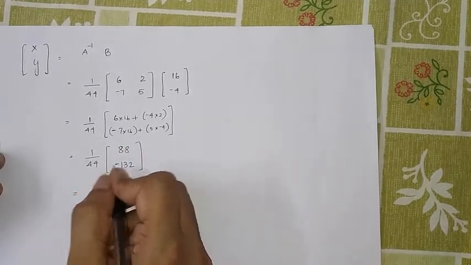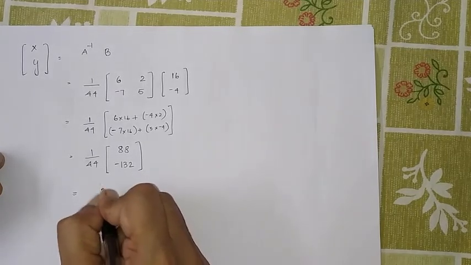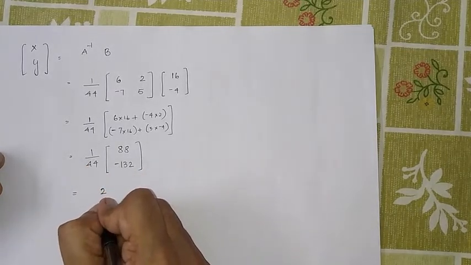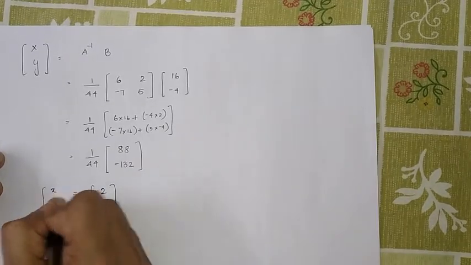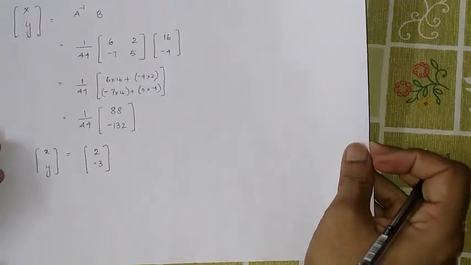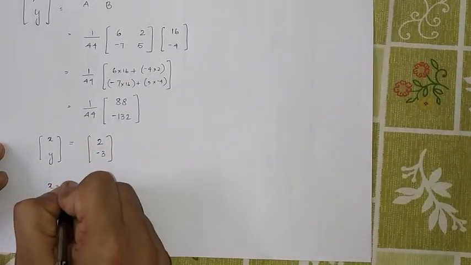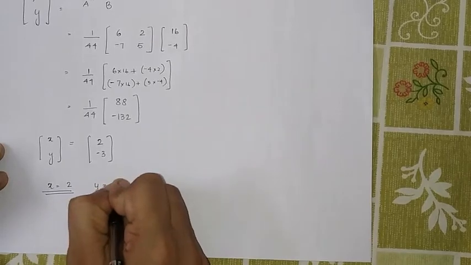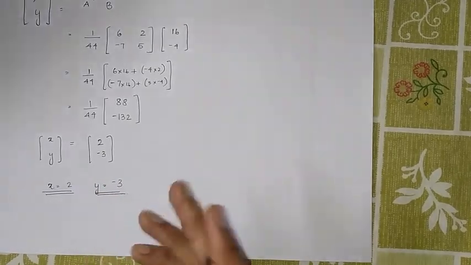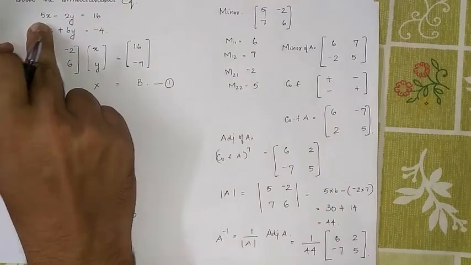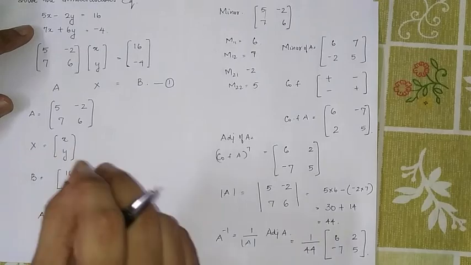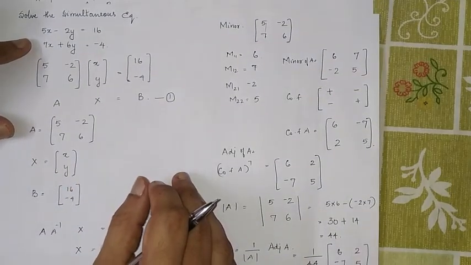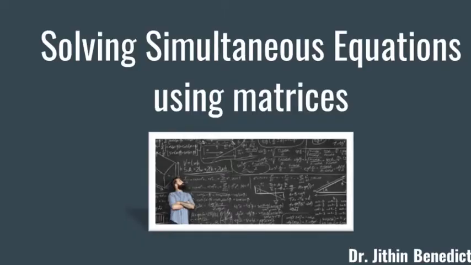Now try to multiply this. You will get 2, and 44 goes into 132 three times, so minus 3. So here you get x equal to 2 and y equal to minus 3. Once you apply x equal to 2 and y equal to minus 3 in the original equation, you will get 16. So this is how you solve this simultaneous equation using matrices. I hope you understood. Thank you very much.